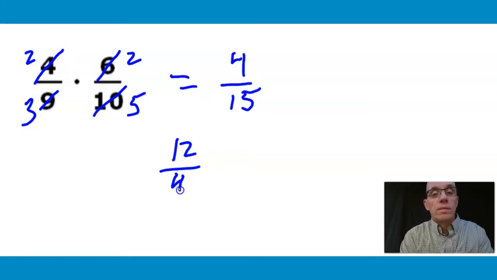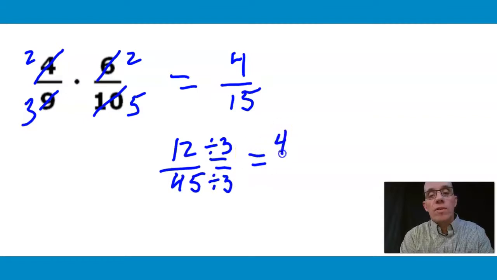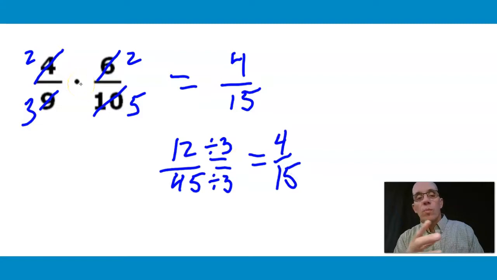12/45. And then you would have to recognize that both of those are divisible by 3, divide by 3, and you'd still end up with 4/15. Again, I'm showing you this because it will make your life easier if you start using that simplify before you multiply.